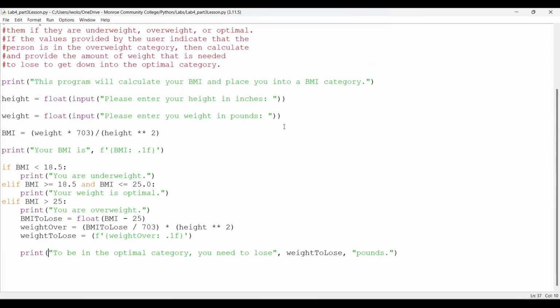All right, so that's everything that we need for this program. Everything runs good. The output looks how we want it to. Input requests look how we want them to, and we're nice and informative for the user.